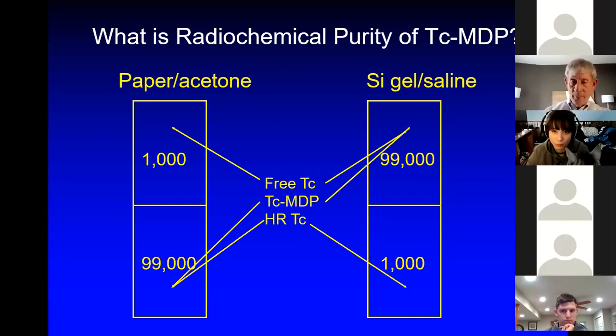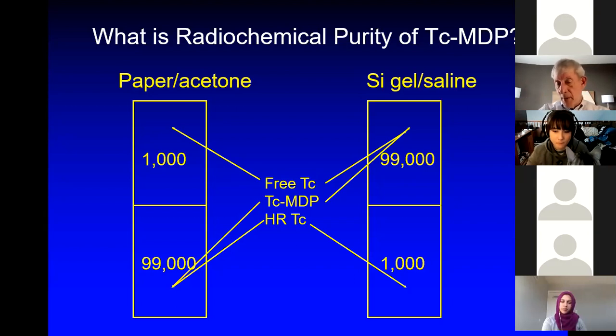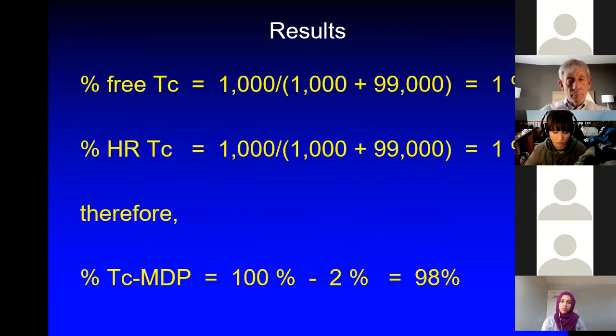1%. And on the other strip, we have 1,000 at the bottom, 99,000 on the top. That'll be 1,000, again, divided by 100,000, 1%. So here's your math on the top. You can see that free tech and hydrolyzed both are 1%. So the labeling efficiency, and this is a calculation your computer is doing for you, will be 100% minus 1 plus 1, minus 2, 98%. 98% is MDP, 1% is hydrolyzed reduced, 1% is free tech.